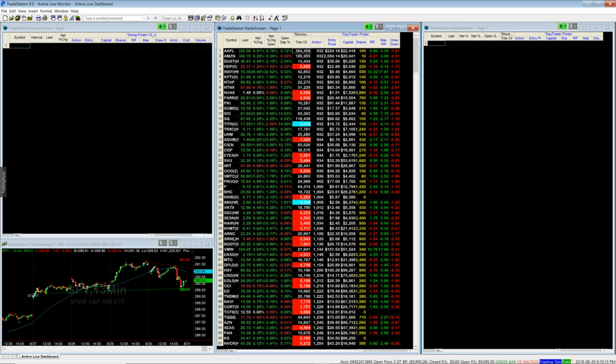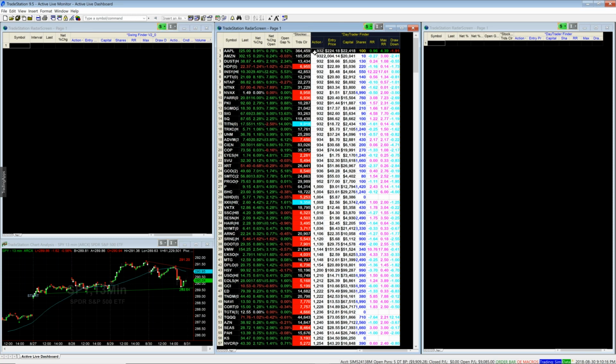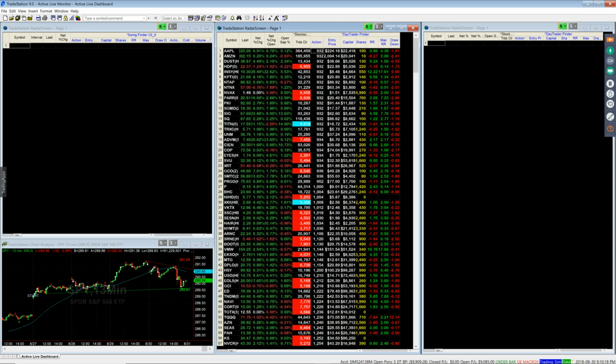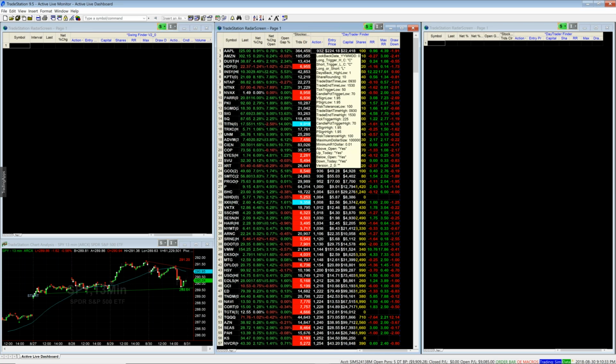Next column is the action candle column. And that's simply the time that the entry signal was triggered. Now I've got it in the order that's reverse of what I normally show. Normally I show it from most recent down to oldest. Because the market's closed today, I thought I would focus in on what was going on right at the open.